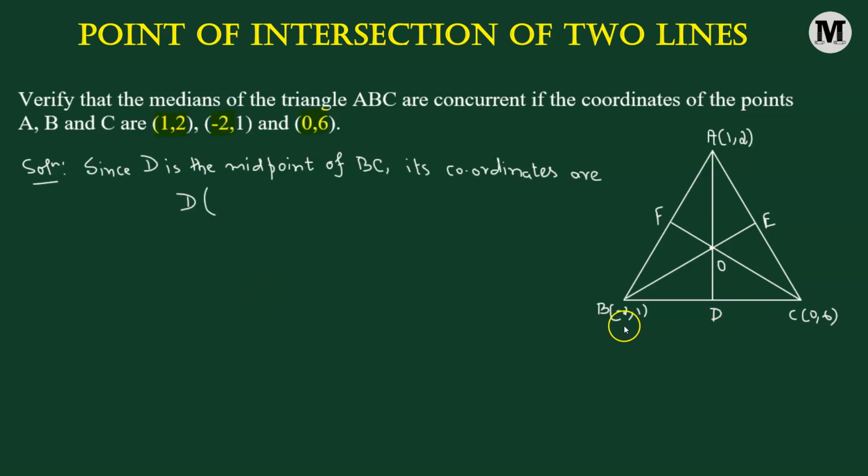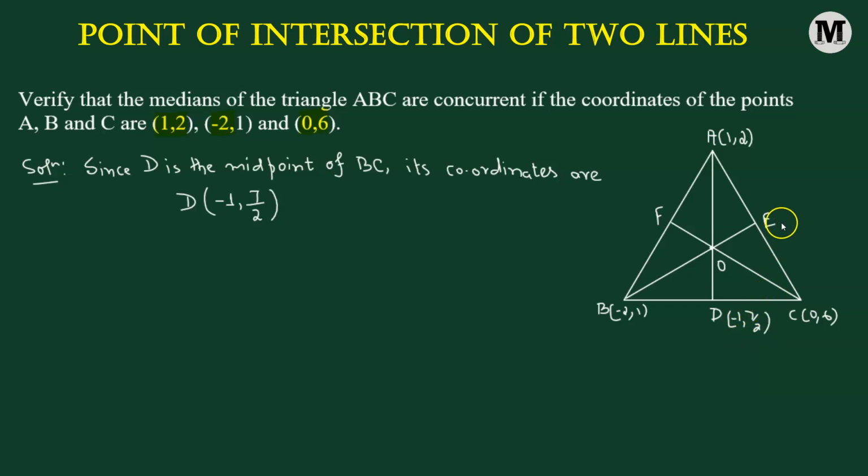We're going to take the sum of the x coordinates of point B and point C. So negative 2 added to 0 gives us negative 2, divided by 2 gives us negative 1. Then we take the sum of the y coordinates. So we have 1 added to 6, that's 7, divided by 2 gives us 7 over 2. So now we have the coordinates of point D. Let's note it down: negative 1 comma 7 over 2.